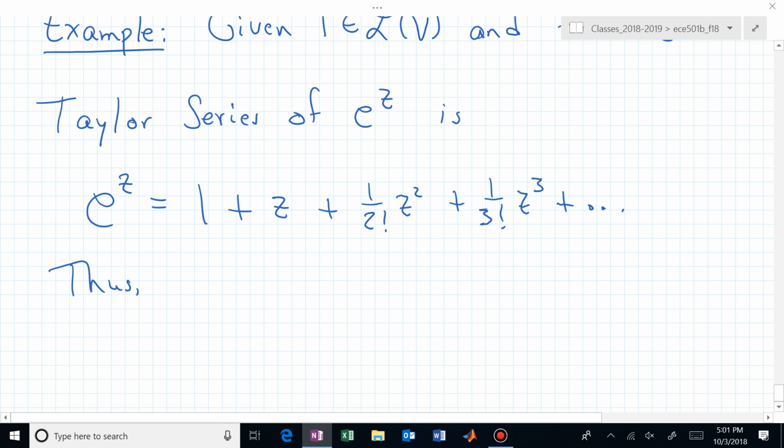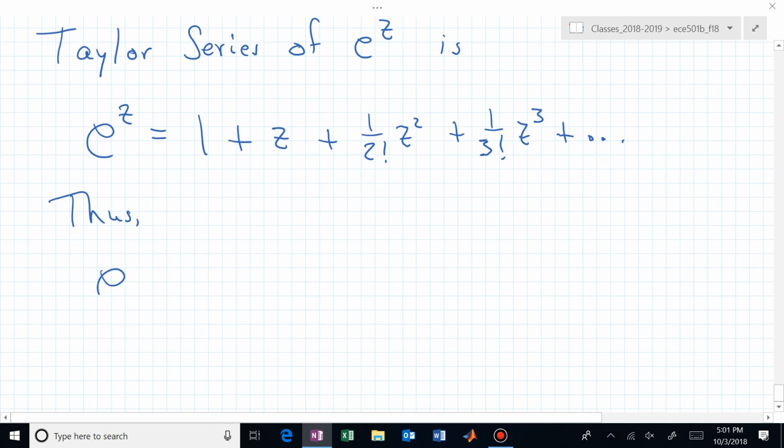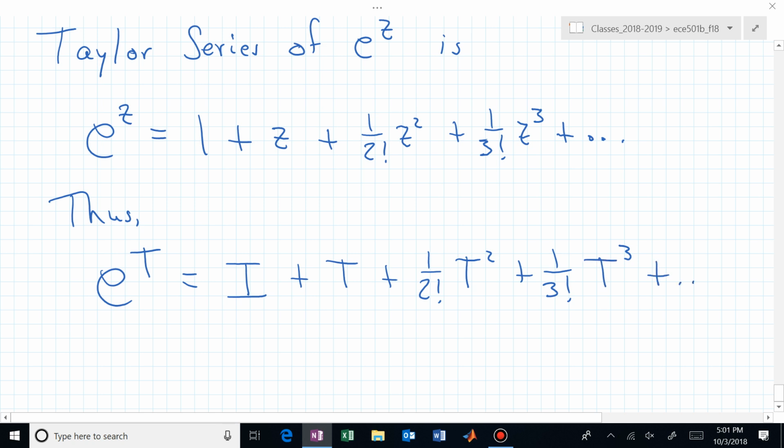Now we can obtain a series expansion for this matrix exponential. Now we replace z's with t's, or powers of t. So the 1 becomes the identity matrix, or identity operator, plus t, plus 1 over 2 factorial t squared, plus 1 over 3 factorial t cubed, etc.